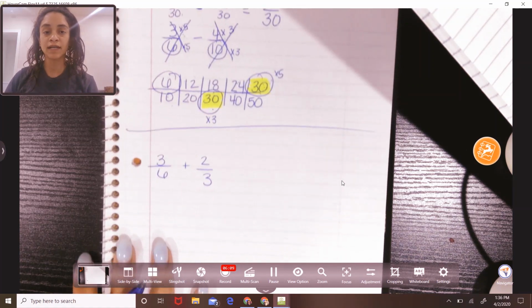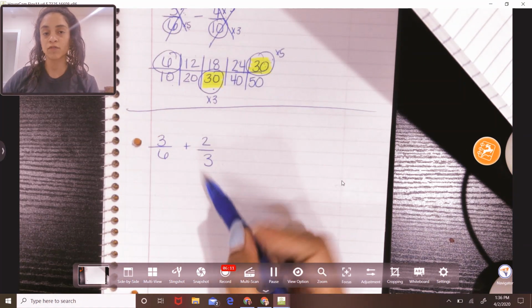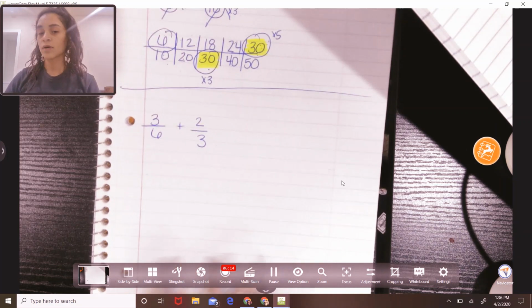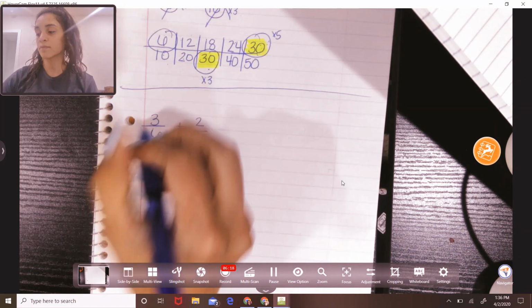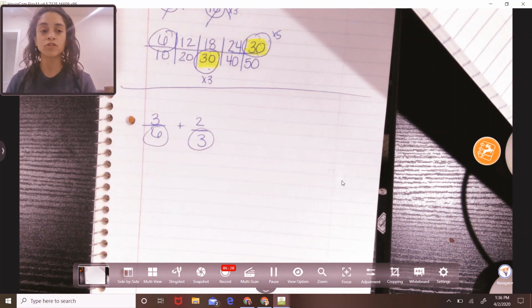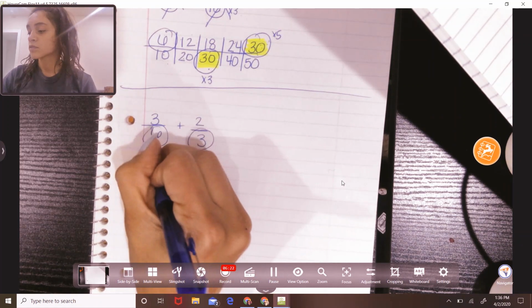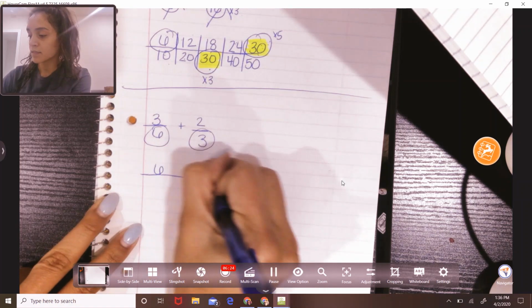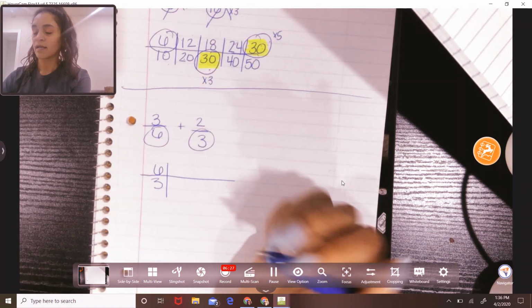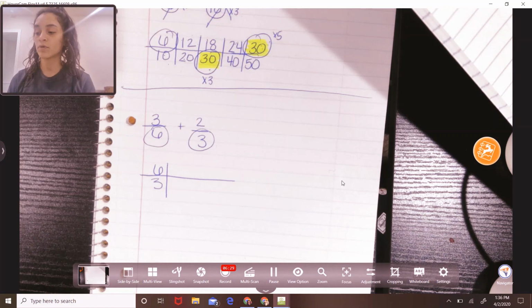Now I drew a line so that I don't mix up the work from here up here. So again, I have a problem. I don't have denominators that are the same, so I'm going to circle these. These are my denominators, and I'm going to create a table. So I'm going to have 6 and 3. I can start with my 6's again. I'm going to go multiples of 6, so I'm counting by 6.